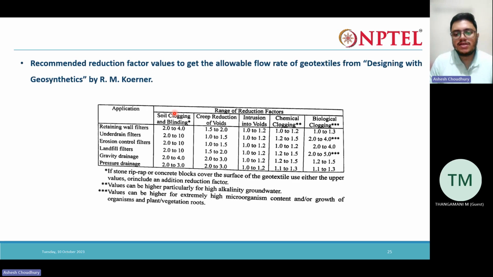I have given a table with the range of reduction factors that we can use for different application purposes. There are five types of reduction factor.